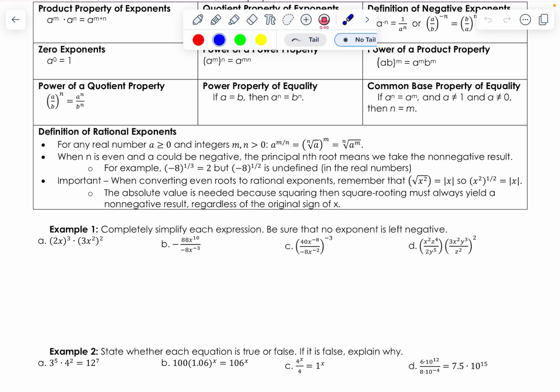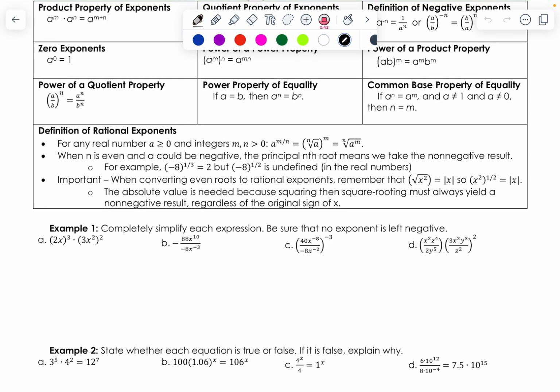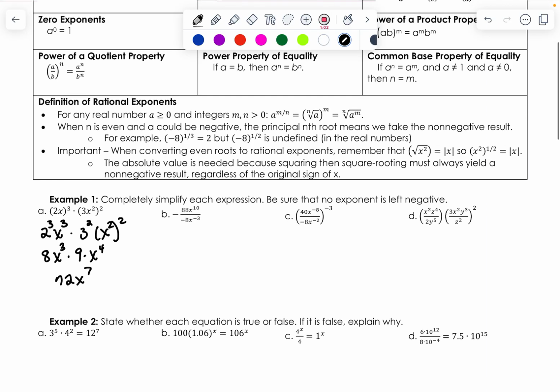In example 1, this would be 2 to the third x to the third times 3 to the second x squared to the second. So that's 8x cubed times 9 times x to the fourth. So that's 72x to the seventh. All right, I have two negatives, so that's going to be a positive. 88 over 8 is 11. And then be careful. You are subtracting a negative 3. So that's 11x to the 13th.